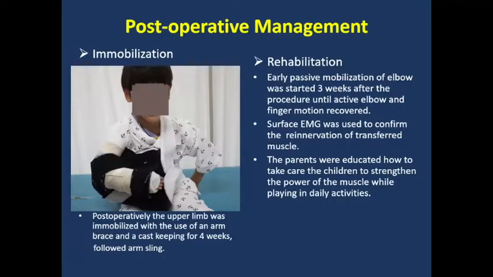Post-operatively, the upper limb was immobilized with an arm brace and cast for 4 weeks, followed by arm sling immobilization until active elbow motion. During immobilization, early passive mobilization of the elbow was started 3 weeks after the surgery. Surface EMG was used to confirm the innervation of the transferred muscles. The parents were educated on how to take care of the children to strengthen the power of the muscle while playing in daily activities.